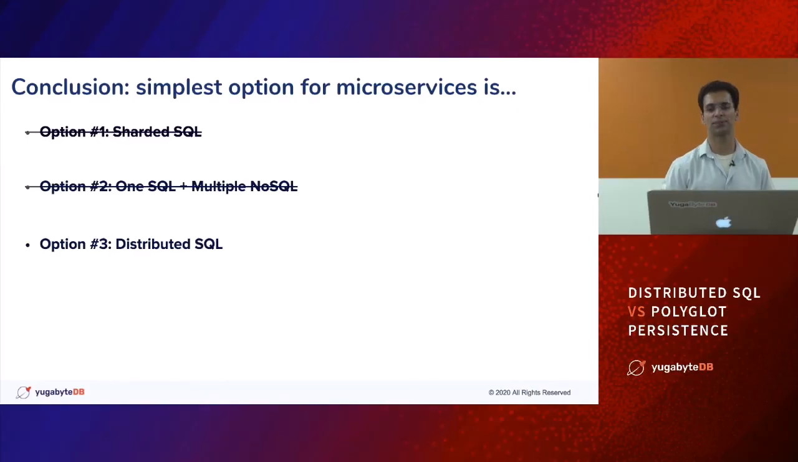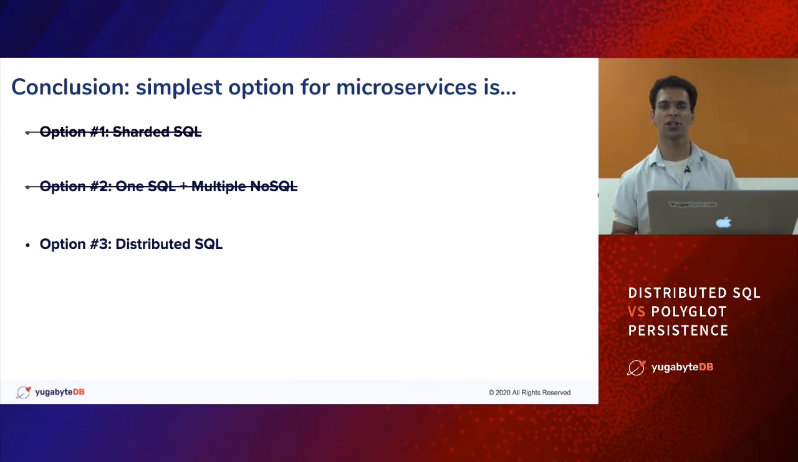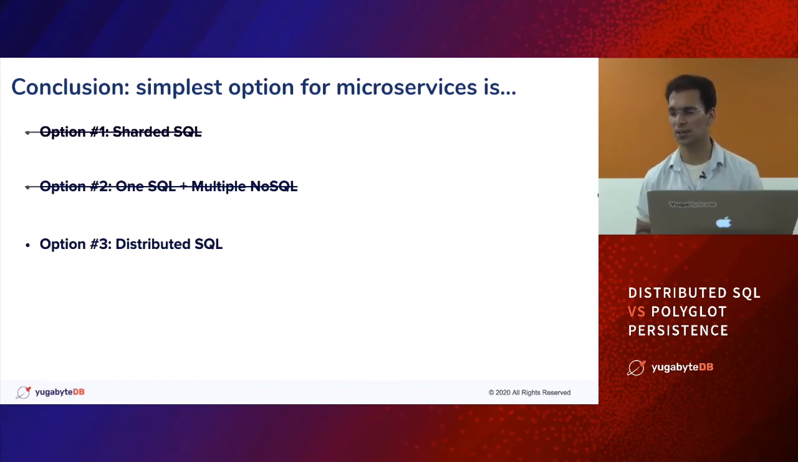So let's just take a look at what the simplest option is. So we said sharded SQL still remains very complex because you'd have to do it yourself and you lose a lot of properties. There's NoSQL and SQL databases, a combination of these. This is where a lot of deployments are today. However, this is really complex, specifically when you go into multiple zones, multiple regions, scale on all sides, a lot of microservices coming up. This becomes really complex to scale very quickly.